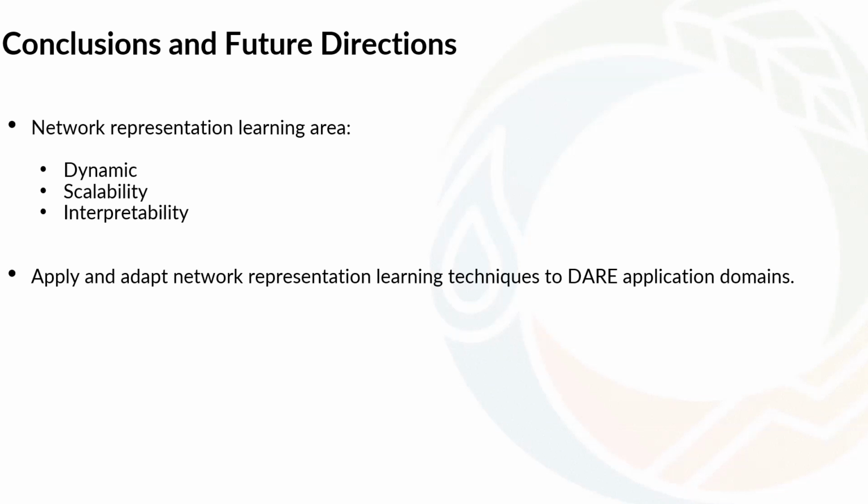Also, a possible direction is the interpretability of the learned embedding vectors, which leads to the second point: applying and adapting network representation learning techniques to their application domains. Because if we do have good domain knowledge, then we can increase the interpretability of the learned embedding vectors for sure.